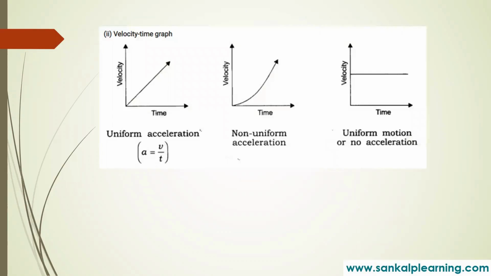So similarly we can have a velocity time graph, students. Now see the velocity time graph. In the distance time graph, time is along the x-axis and distance is along the y-axis. In the velocity time graph, time is along the x-axis and velocity is along the y-axis. Always the time is taken along the x-axis here.